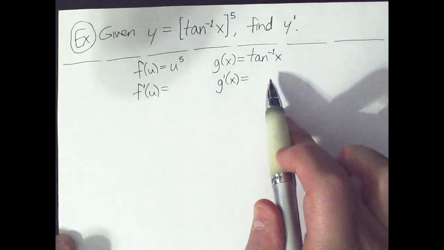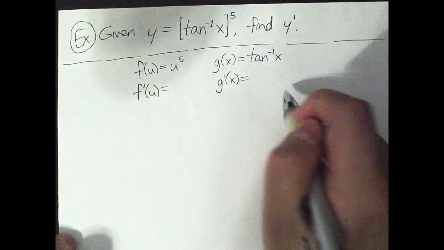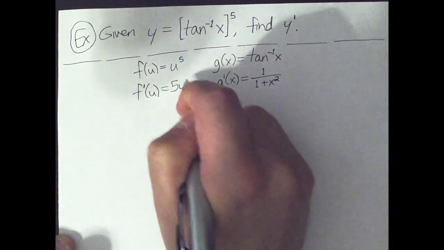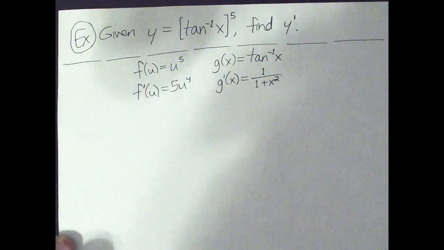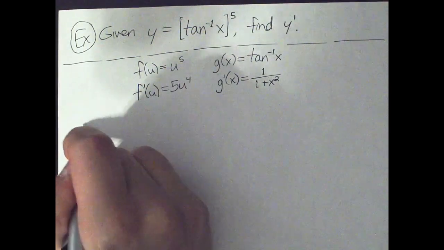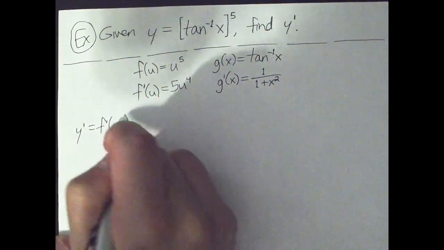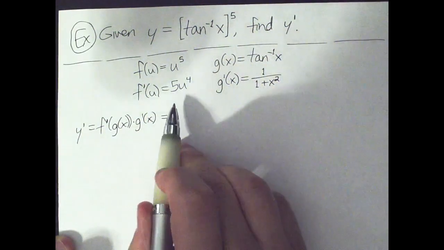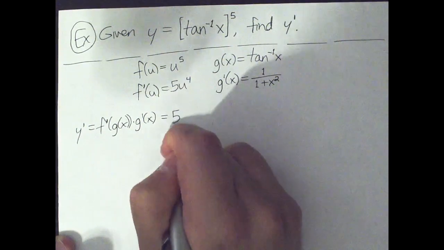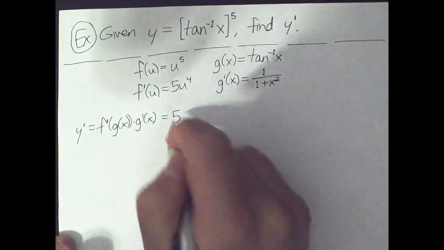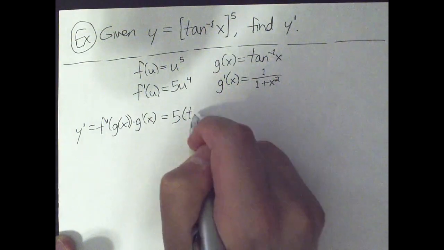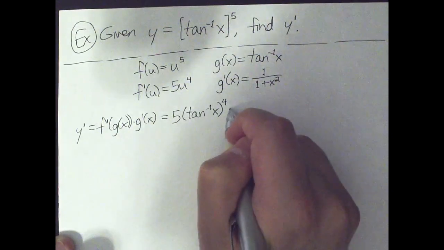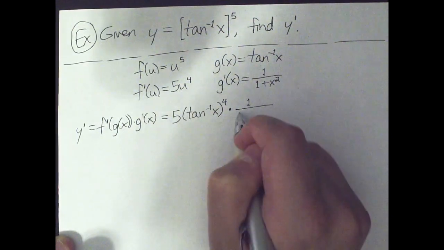Of course, we just learned the rule for the derivative of inverse tangent, so let's write that: 1 over 1 plus x squared. And we know this derivative over here is 5u to the fourth. Use the chain rule formula. Okay, we can put all these pieces together, right? You get 5. You need some kind of parentheses or brackets here. Inverse tangent of x to the fourth times the derivative of the inner function, so times this.